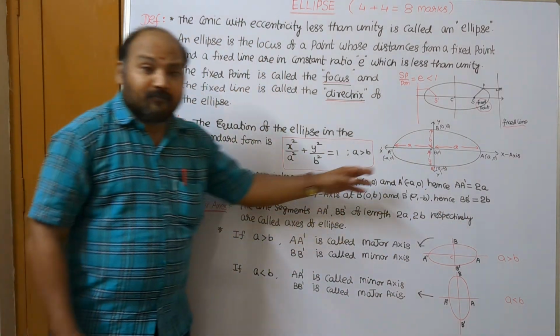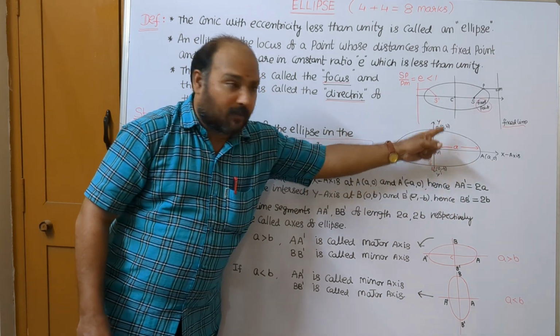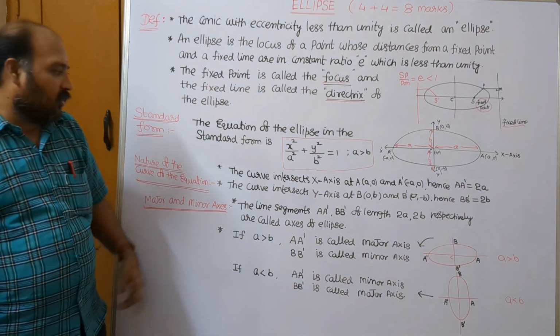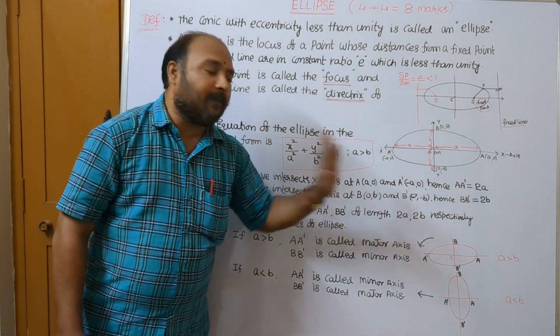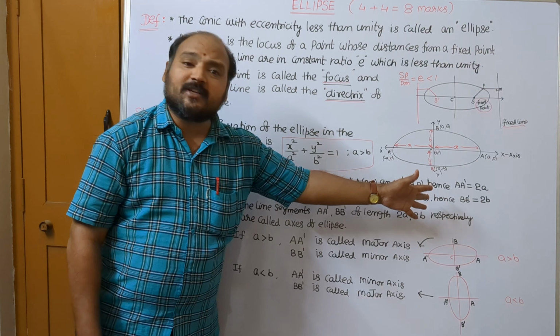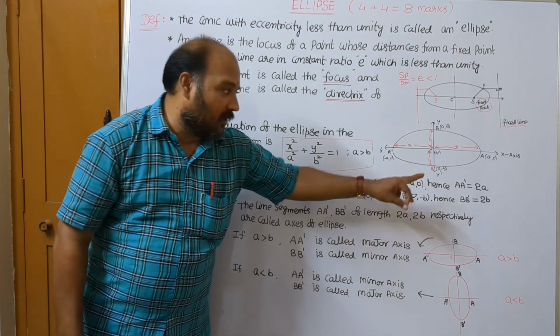The curve intersects the y-axis at the points b and b dash, which are (0, b) and (0, minus b). So the curve intersects the y-axis at b and b dash. Hence b dash is equal to 2b, small 2b.